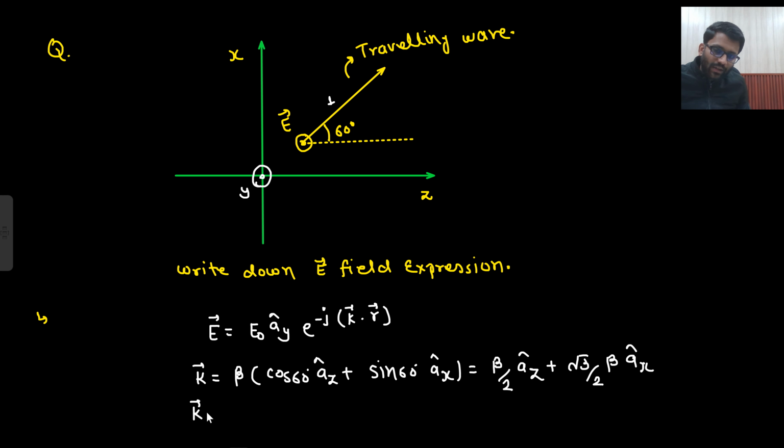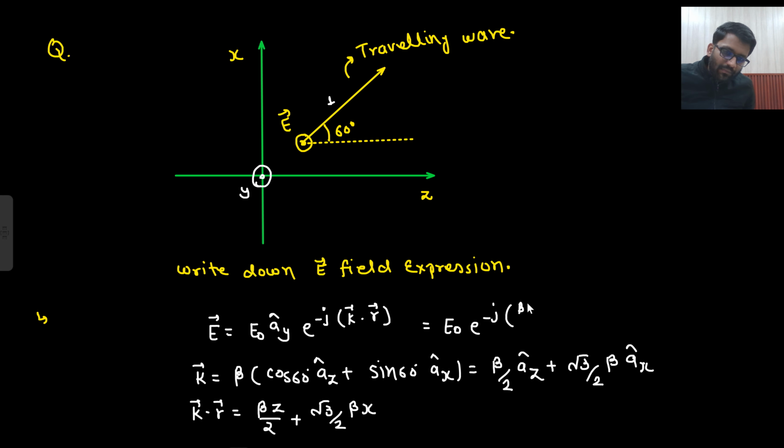And if I need to find k dot r, then that would be beta z by 2 plus under root 3 by 2 beta x. So what am I going to write here? E naught e to the power minus j (beta z by 2 plus under root 3 by 2 beta x) ay cap, right? The 60 degree component would be 1 by 2, and the 30 degree component, cos 30 you can say, or sin 60 also you can say, that would be under root 3 by 2. So this is how we will write it down. In one step only you could have written it down.